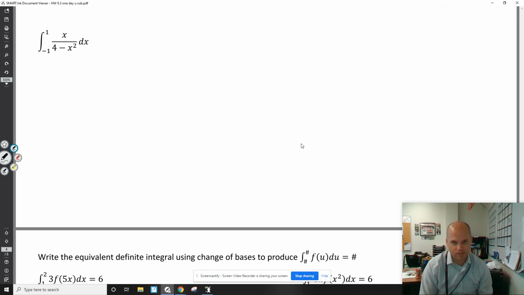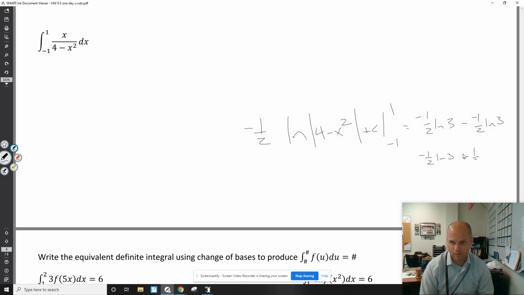Enough of showing the change of the bases. I'm just going to get this answer really quickly. I think it's log 4 minus x squared. If I took the derivative of this, it'd be 1 over 4 minus x squared times negative 2x. I don't have a negative 2x. I just have an x. I need to get rid of the negative 2x that I get from this derivative. I need a negative 1/2. From negative 1 to 1 is negative 1/2 log 3 minus negative 1/2 log 3, which is negative 1/2 log 3 plus 1/2 log 3, which I think is 0.